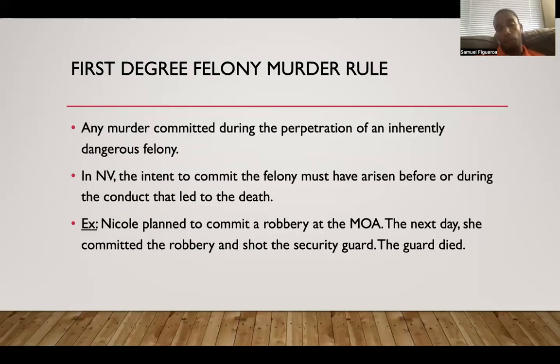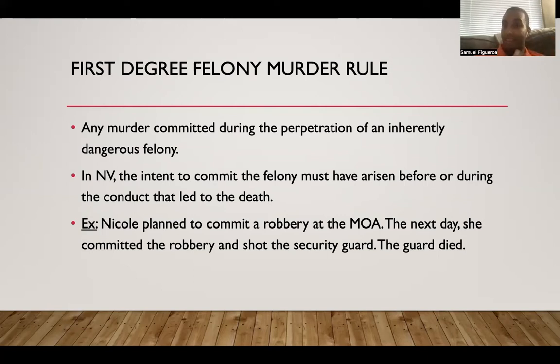So let's finally get into the felony murder rule, which has 2 degrees, a first degree and a second degree under Nevada law. Let's first go through first degree felony murder. First degree felony murder is a very straightforward definition: any murder committed during the perpetration of an inherently dangerous felony, like robbery, like burglary, like arson. Those are examples of a murder being committed during an inherently dangerous felony, and that will trigger the first degree felony murder rule, and the defendant could be liable for that crime.